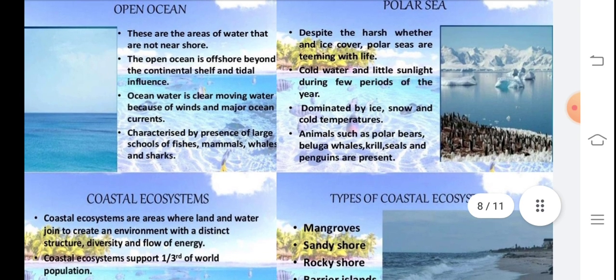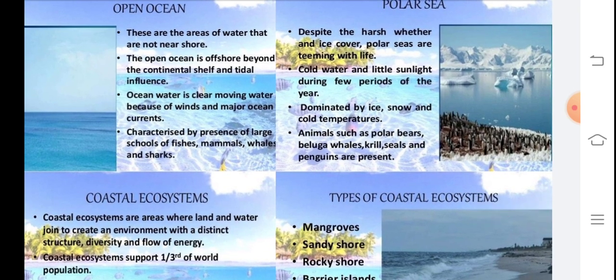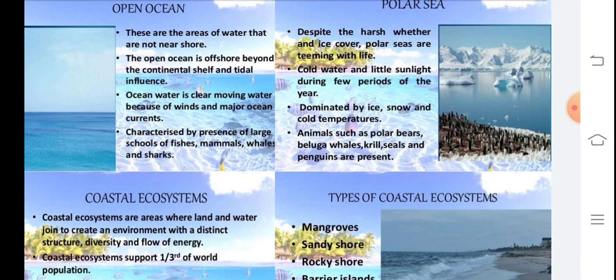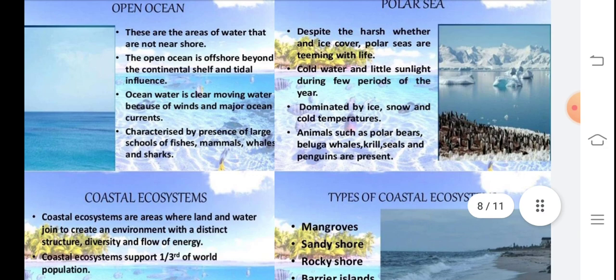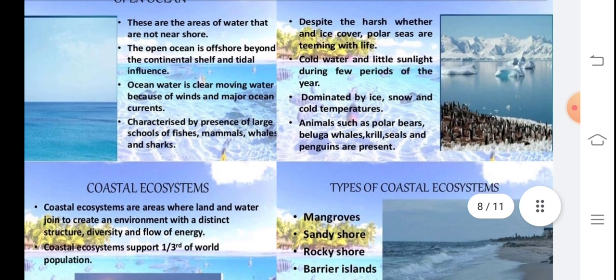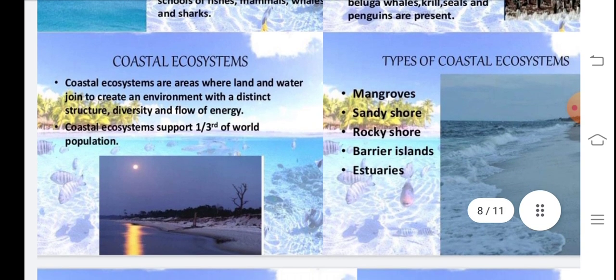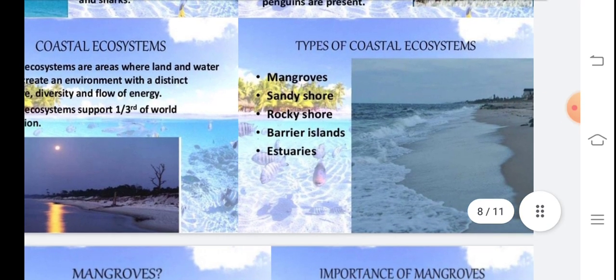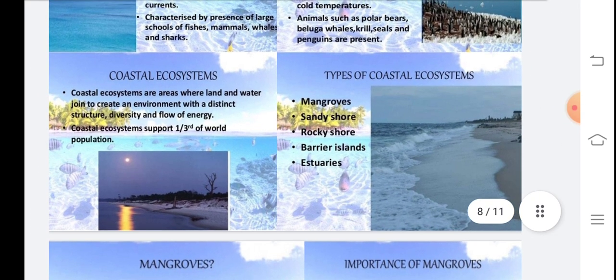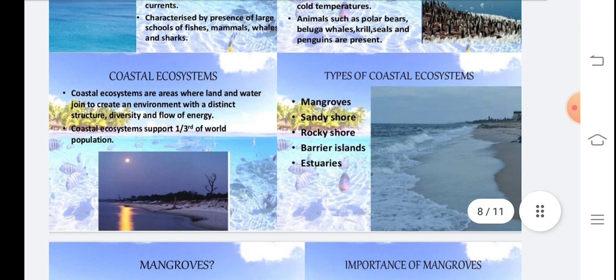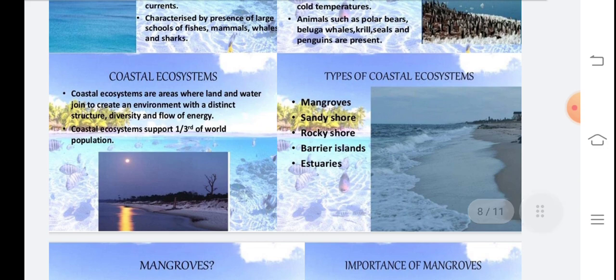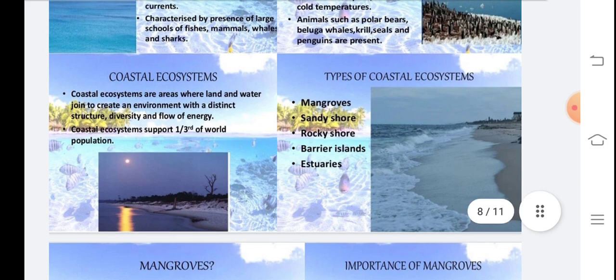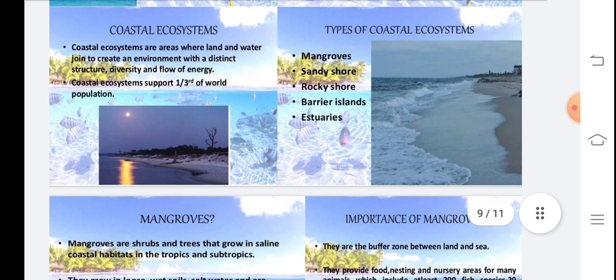The animals such as polar bears, belugas, then whales, krill, then seals and the penguins, birds. These are the commonly occurring at this condition. Then our coastal ecosystem, it is very interesting as it's showing about the 1/3 part of the world, it is coastal. In this one, you have heard the names up till now. Mangrove plants are there, right? Then sandy seashore, rocky seashore, barrier islands and the estuarine part. Estuary means what? Where the river joins to the ocean. This portion it is called as the estuary.